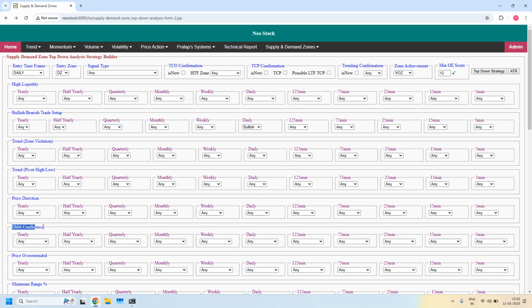So in the EMA confluence at monthly time frame, because daily zone together with weekly zone are part of the monthly zone, that's why we are setting monthly demand zone having monthly EMA confluence. These strategies I have explained in lesson 27.